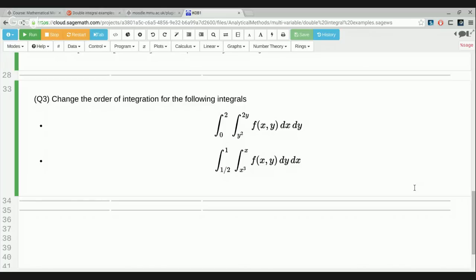And the upper limit for y would be, well, if you know the value of x, the upper limit for y is going to be a half x. Okay? So that's how the integral would transform.